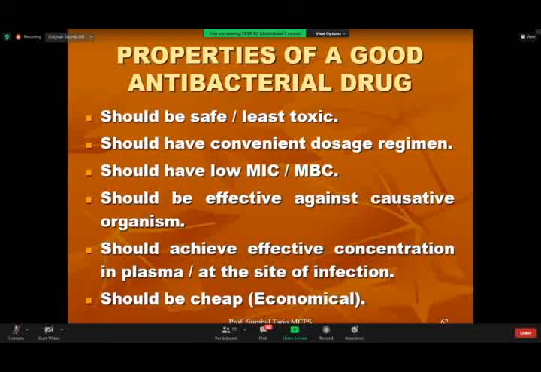There's lots of drugs now, and you have to choose the best one which will suit that patient, have a convenient dosage regime, and you have to keep in mind, okay, the antibacterial drug should have a low minimum inhibitory concentration and a minimum bactericidal concentration. If you have to increase the dose to provide that minimum inhibitory concentration, then as you increase the dose of drugs, the side effects and in turn toxic effects also increase. So we have to be very careful.